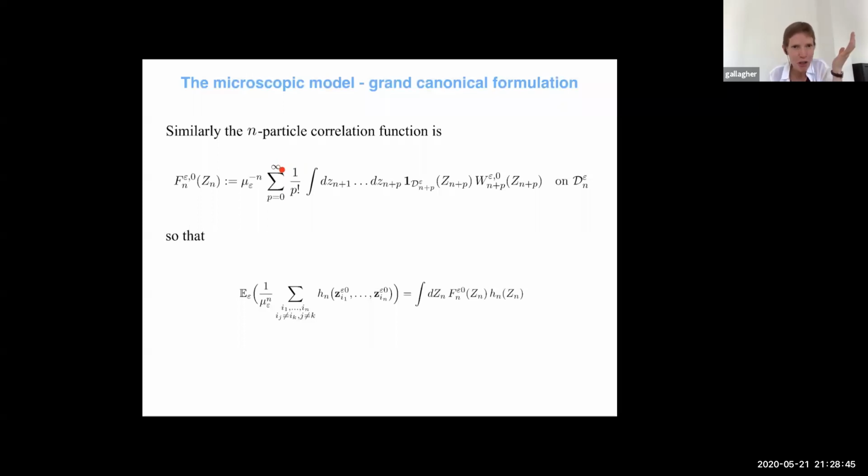And this is a good object in the sense that if you look at a function of n particles, okay, symmetric, you divide by this average here, you take the expected value, you get exactly this n particle correlation function times hn. Okay, so this is really describing clusters in some sense of n particles. Okay, correlations between n particles.